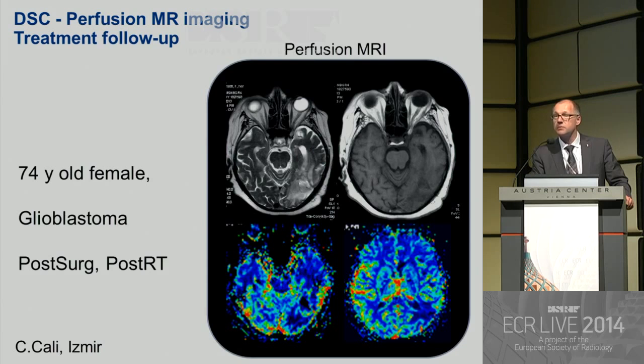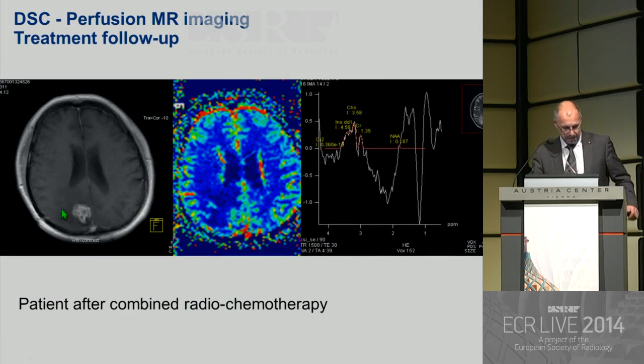In another case here, again, a new enhancing area at the border of the tumor, and the key question is: is this treatment-related? If you have quite a low perfusion in this area, some areas are high, but the majority of this is just treatment-related, low perfusion values, and this was then histologically confirmed as a radiation necrosis.